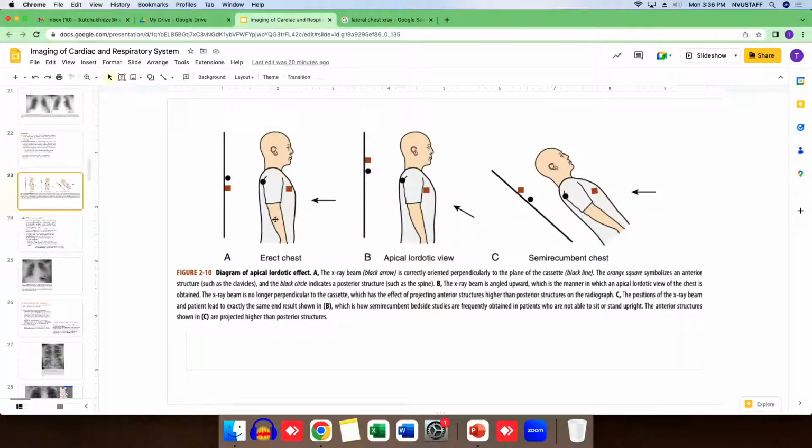So this is our erect chest, the apical lordotic view, and we have a semi-recumbent chest, right? As you see here, in the erect position all the beams go in a straight line together, and all the beams of the same size are going to the chest, so the picture will be really good. In the apical lordotic view, as I mentioned, we have mostly the anterior part of the chest visible really well. And with a semi-recumbent chest X-ray, mostly the middle and posterior parts will be better seen, right?